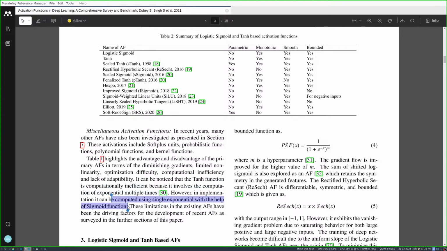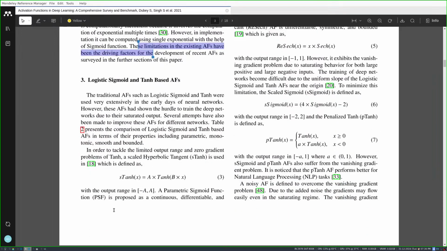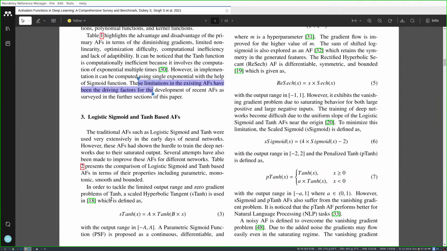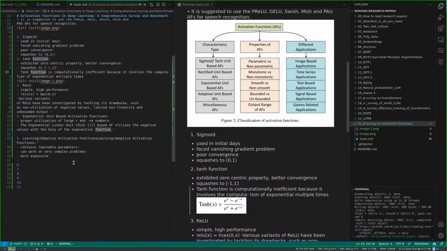Oh, wait, what? In implementation, it can be computed using a single exponential with the sigmoid. This limitation in existing activation functions has been the driving factor of the recent activation functions. Okay, logistic and sigmoid. Oh, okay. Now we're going to talk in depth about these.